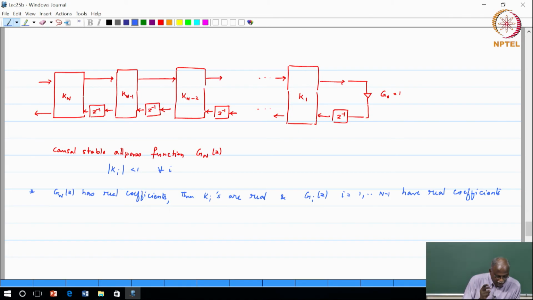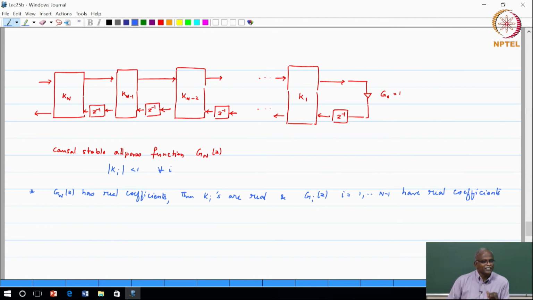Now, here comes a very important observation. This also says that if you take this structure and ensure that the mod k's are less than 1, then you are guaranteed that your transfer function will be all pass and it will be stable. If you do anything with adaptive filters where all pass functions are involved, this is the structure you should be using, because all you have to keep in mind is that the Kn's do not have magnitude greater than 1. So, it is a very useful structure.